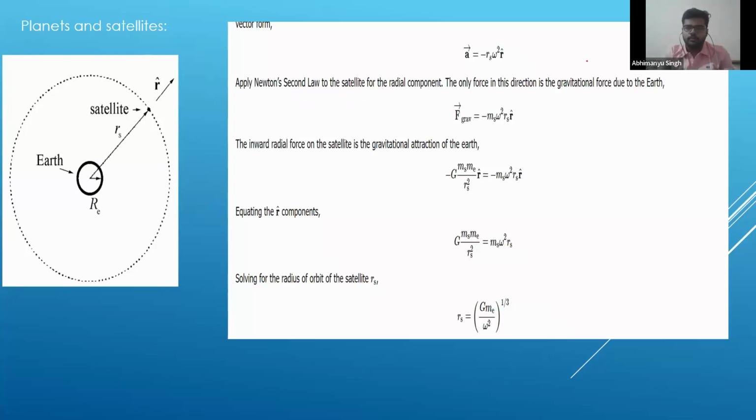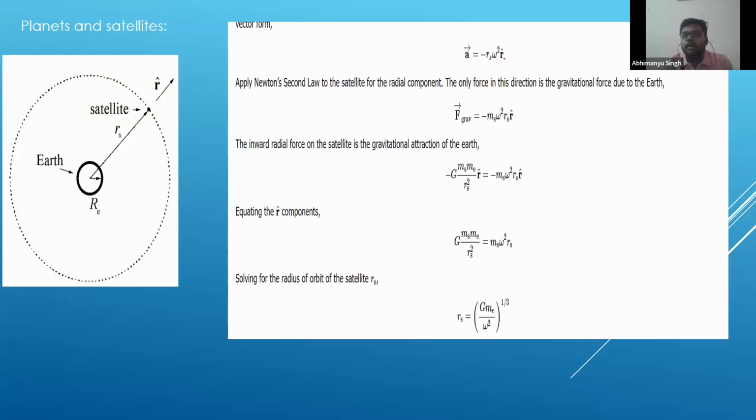Suppose the satellite is moving around the Earth in a circular orbit, where RE is the radius of Earth and RS is the radius of the circular orbit. As we know, the acceleration is omega square r, the centripetal acceleration, which is needed for the satellite to move in the circular orbit in the radial direction. It may have some acceleration in the tangential direction, but we are considering only the radial direction. So the acceleration is RS omega square r cap.